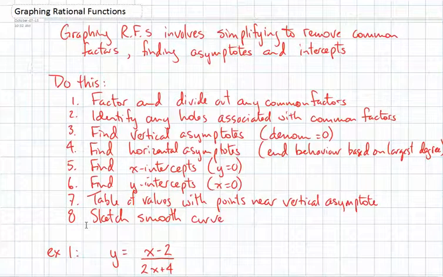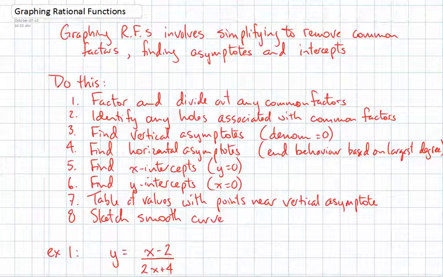Fourth, horizontal asymptotes. That comes from end behavior, and it's based on the largest degree term of the numerator and denominator. 5 and 6 are finding the intercepts, x-intercept y equals 0, y-intercept x equals 0. Then make a table of values outlining the information just found, plus a couple of other points near the vertical asymptote. Lastly, sketch a smooth curve. So I've got 2 examples to run through to show how this works.